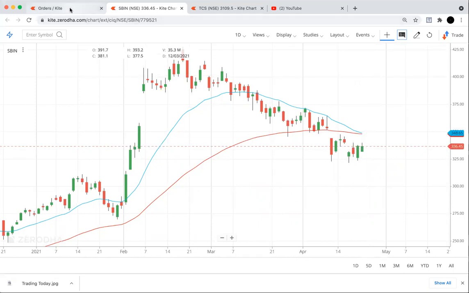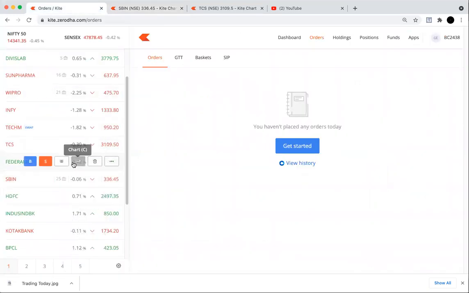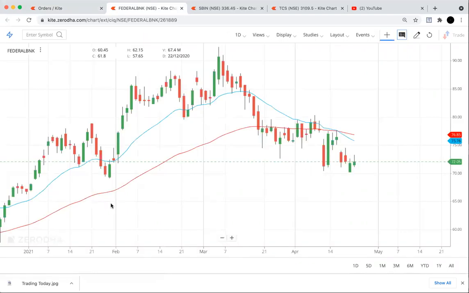Okay. And let's look at another stock as an example. Federal Bank. Here's another example. And I'll open up the chart for Federal Bank. No particular reason I've selected banks.